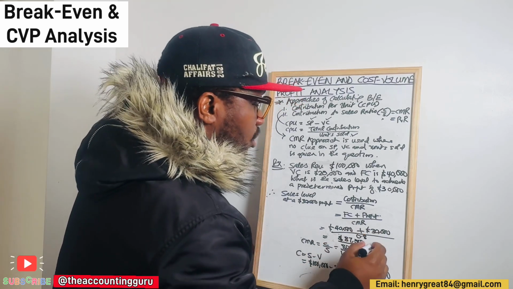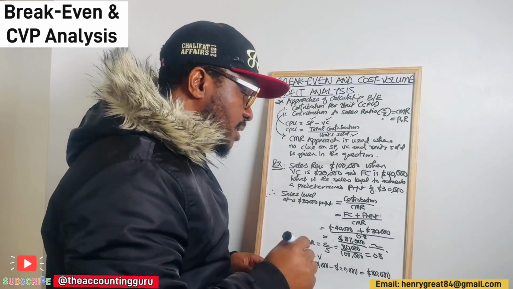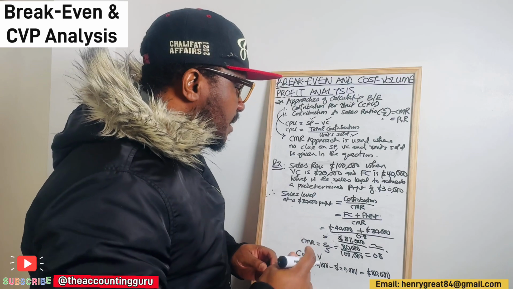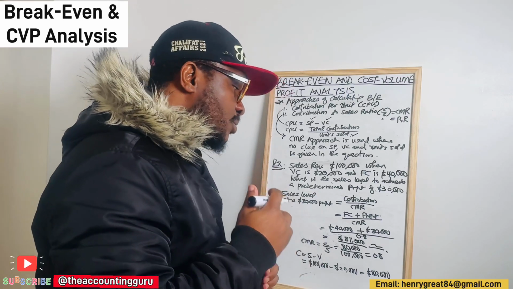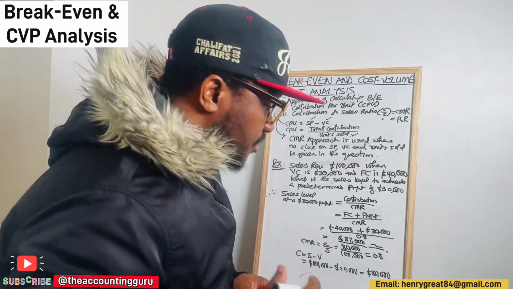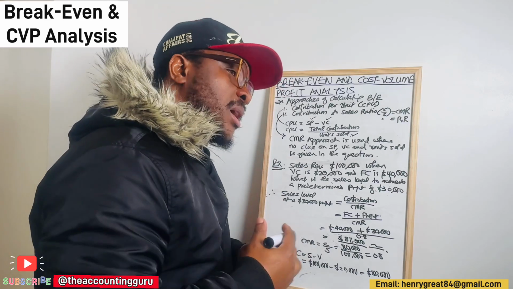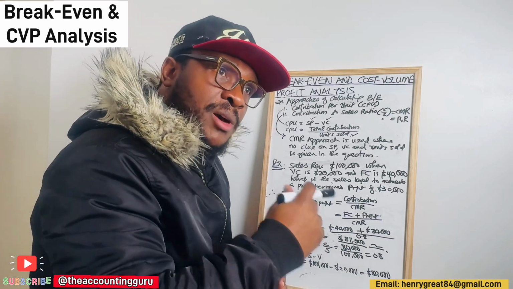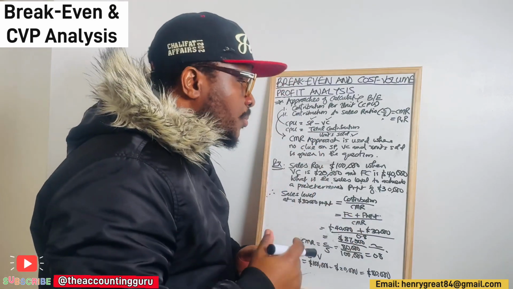$87,500. So this is the answer. $87,500 becomes the sales level at a $30,000 targeted profit. Is this clear?